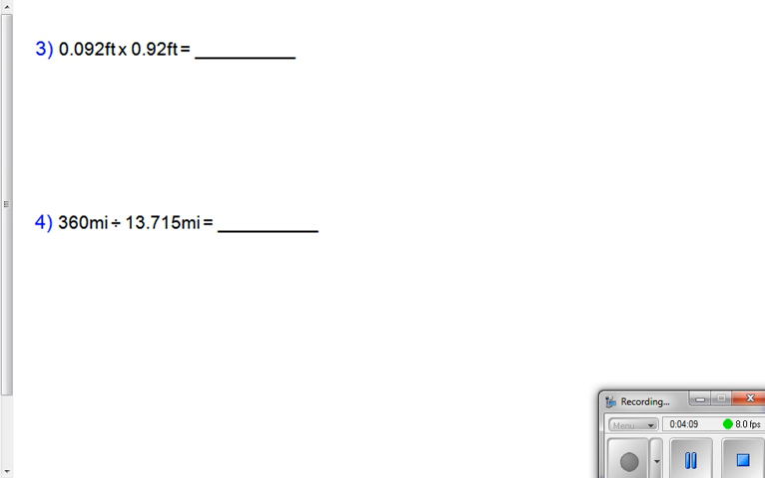Example 3, significant digits here. Zeros are not. 9, 2, so we have 2. Also, we have 2. We are multiplying there, so go ahead and do our computation there.